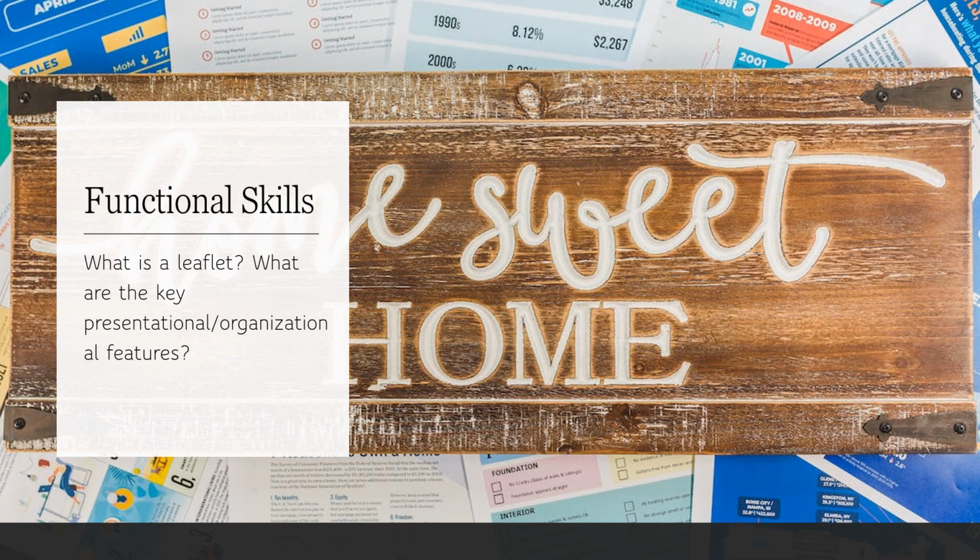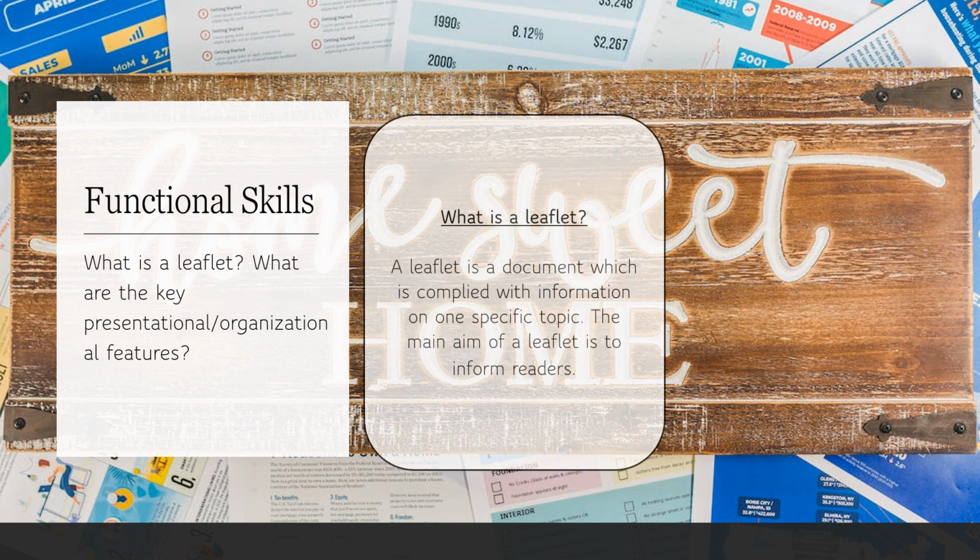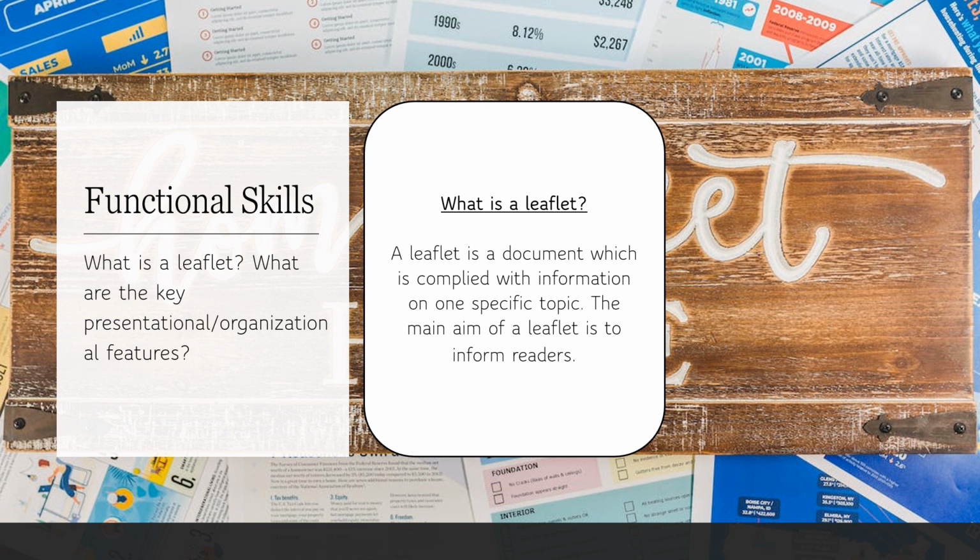What is a leaflet, and what are some of the key presentational or organisational features that we need to know? So first of all then, a leaflet is a document which is compiled with information on one specific topic. The main aim of a leaflet is to inform the readers. So a lot of the time it's not going to be as persuasive or even as aggressive as a lot of other forms of writing. It's purely going to be there to provide you with information.